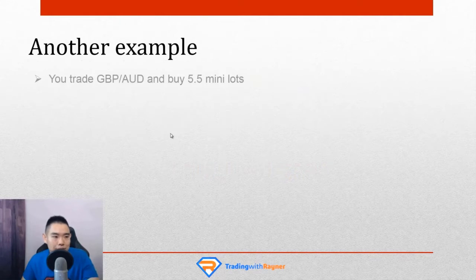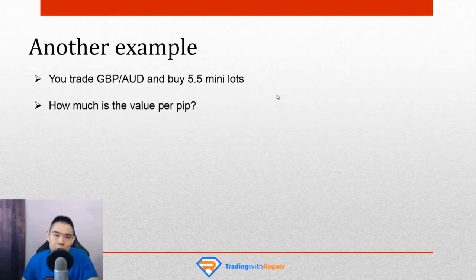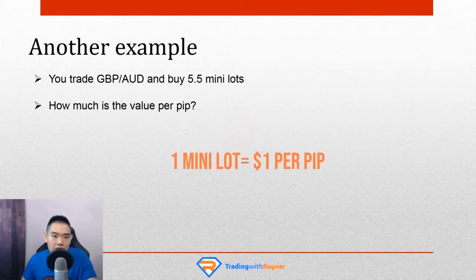Moving on, next example. Let's say you trade the pound against the Aussie dollar and buy 5.5 mini lots. How much is the value per pip? Again, just remember the two things I shared with you. Number one, what is the lot size traded? 5.5 mini lots. Okay, great. Next thing, what is the quote currency? Aussie dollar. Great. You know one mini lot is worth $1. 5.5 mini lots means it's $5.5.